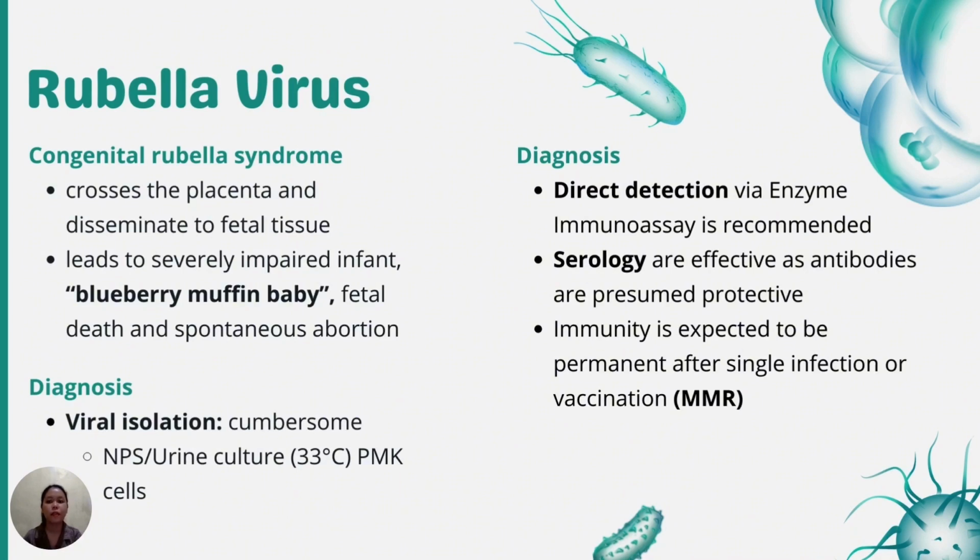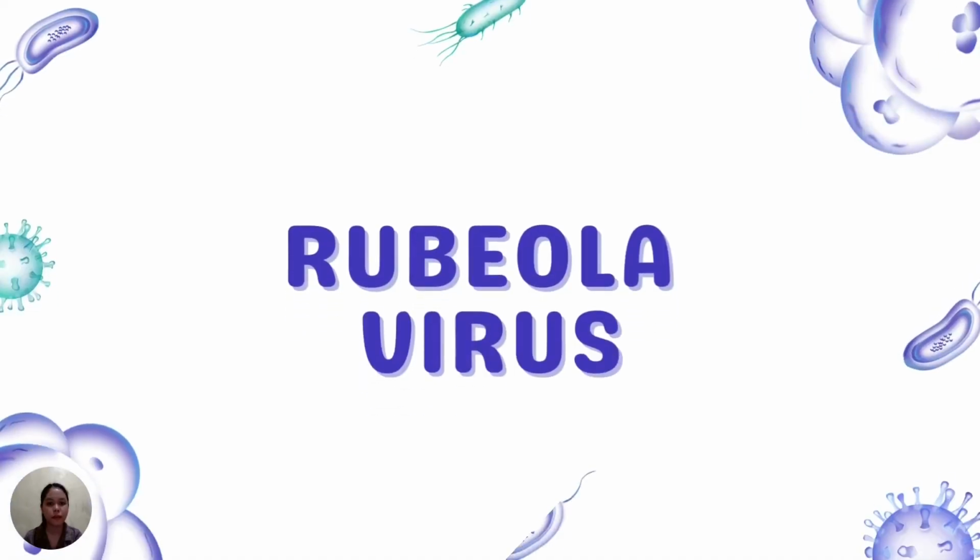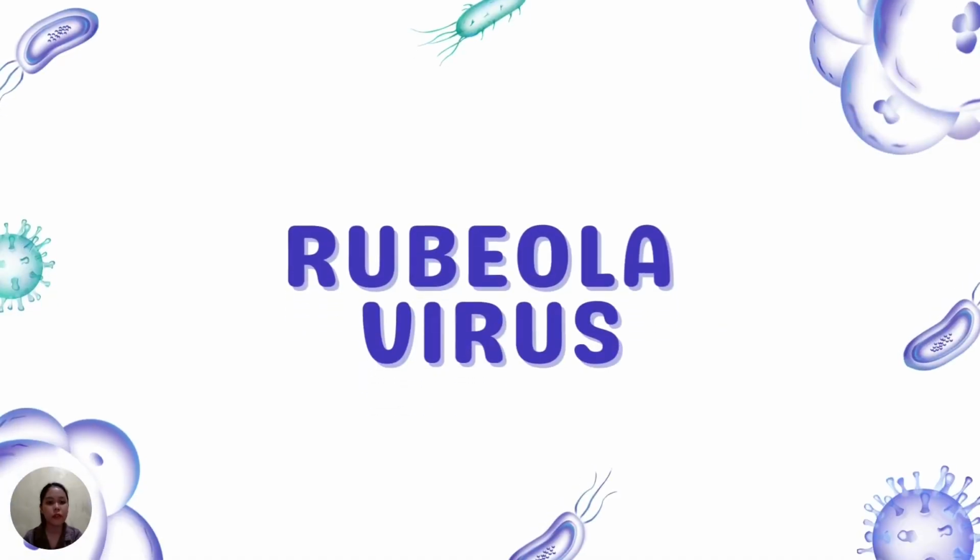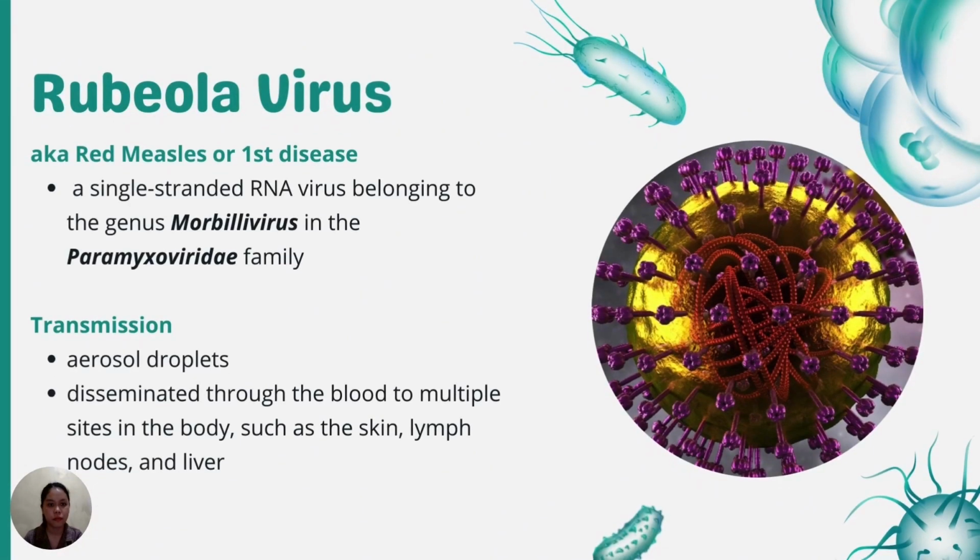So next virus we have here is rubella virus. So rubella virus is under the child's disease, which is also known as the first disease or red measles. Rubella virus is a single-stranded RNA virus that belongs to the genus Morbillivirus in the family of Paramyxoviridae.